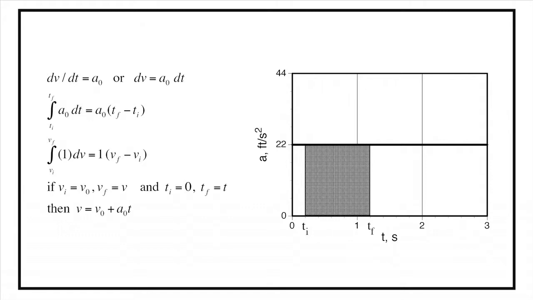The initial time was always picked as 0, and the final time then would be just t. So if you substitute those things into the equations, equate those two integrals we got, you get v equals v naught plus a naught t. That's the first step. The second step will be very similar, except now what we're going to do is integrate the velocity. So dx dt is the definition of the velocity.